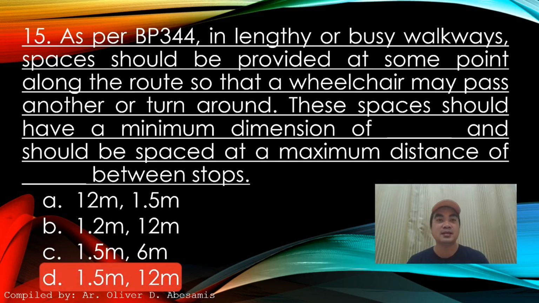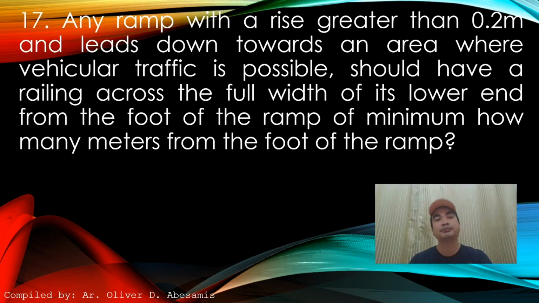To complete the sentence, as per BP344, in lengthy or busy walkways, spaces should be provided at some point along the route so that a wheelchair may pass another or turn around. These spaces should have a minimum dimension of 1.5 meter and should be spaced at a maximum distance of 12 meter between stops. Next question.